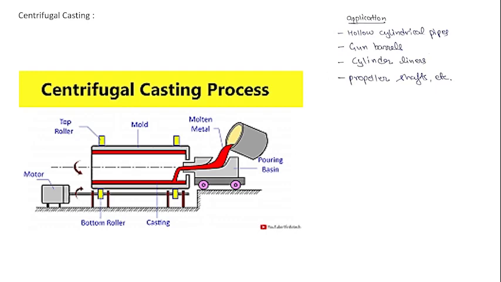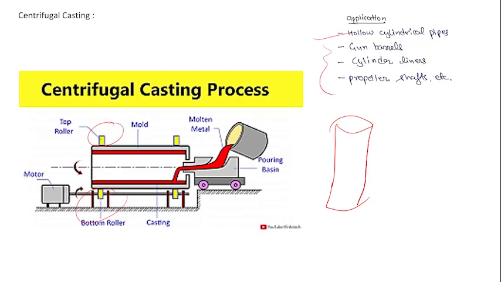So what happens in centrifugal casting? There will be your mold which will be continuously rotating. There will be two rollers, top roller and bottom roller, and because those rollers are movable, your mold will be continuously moving. When we pour the metal into your mold, due to centrifugal effect, it will be thrown out from the center. So this is how hollow cylindrical pipes can be made by centrifugal casting. Mostly centrifugal casting is used to make hollow cylindrical pipes.